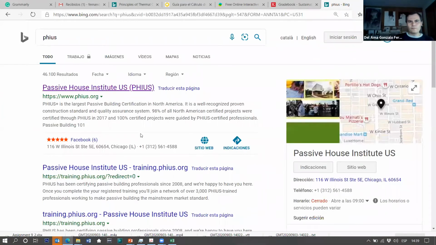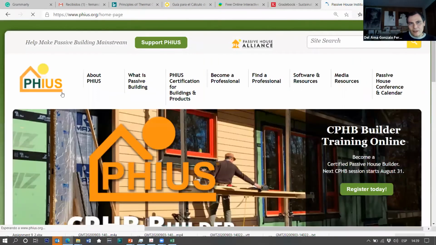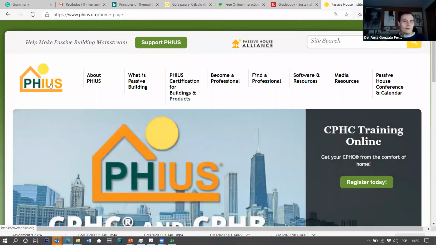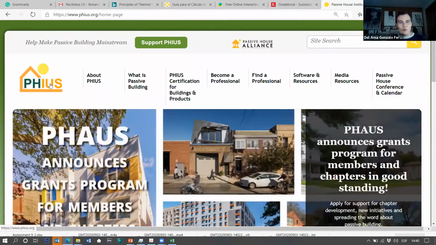There you go. Okay, so what is the Passive House Institute of the United States? Well, they are working with the Passive House standards. Passive House standards, it's something voluntary, so it's not mandatory yet. Probably in a few years, it will be mandatory, especially for the Northeast of the United States. We will have to abide by this Passive House standard.